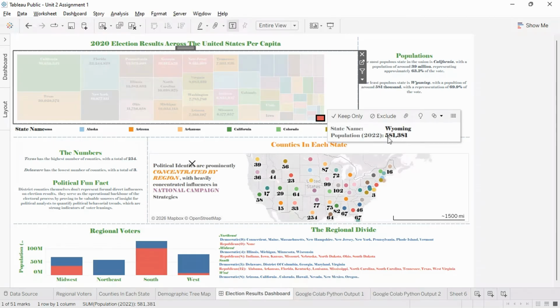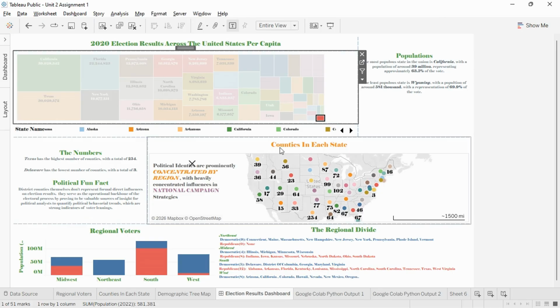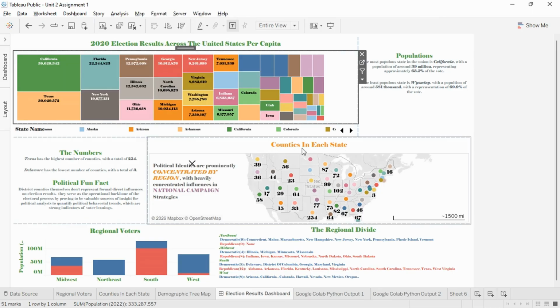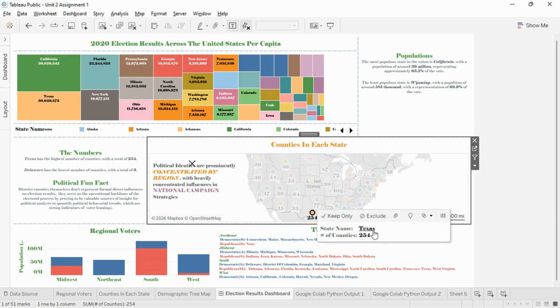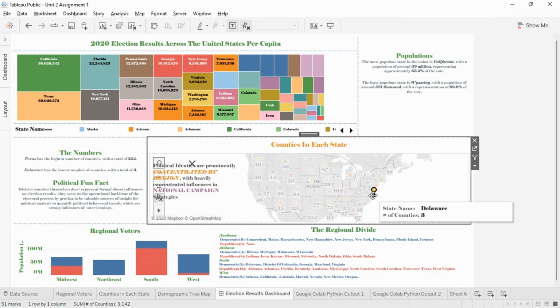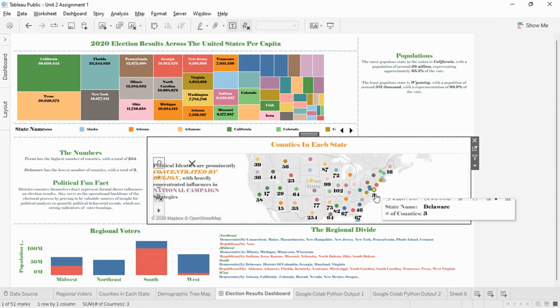581,000 resident potential voters. Next, we have a visual display of the number of counties within each state, with the Longhorn state of Texas being the most heavily zoned of the states, with roughly 254 county municipalities, and Delaware containing the least counties with only 3 of them, as this is one of the smaller of the states in the Union.